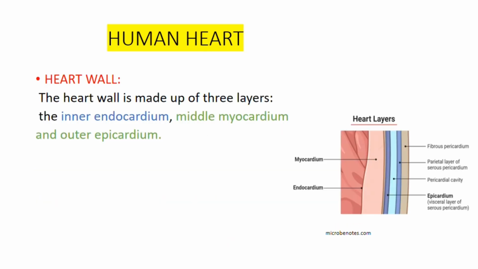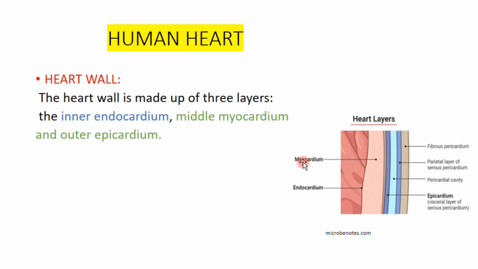The heart wall is made up of three layers: the inner endocardium, middle myocardium and outer epicardium. The innermost layer of the heart is called the endocardium, which mostly covers the heart chambers and valves. The middle layer of the heart wall is the myocardium. This is called the myocardium and this is called the endocardium.